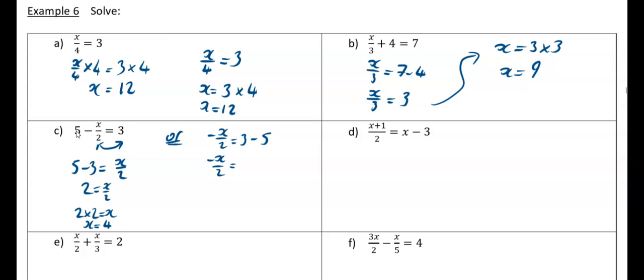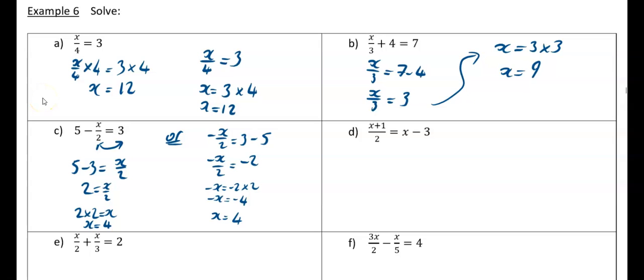You'll have minus x over 2 is equal to minus 2. And then this 2 is dividing, so it goes across and multiplies. You'll have minus x equals minus 2 times 2, which means minus x is equal to minus 4, which means x is equal to, change the sign on both sides, x is equal to 4. So you can see two different ways of doing that question. They are both good methods, whichever one you prefer.